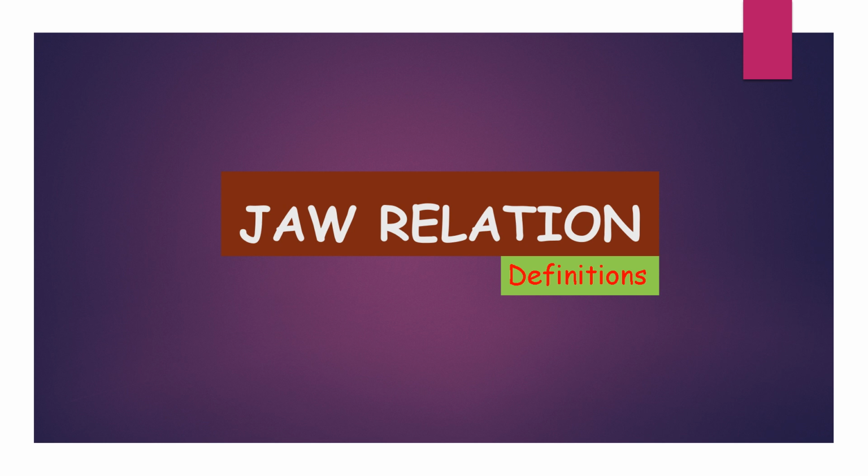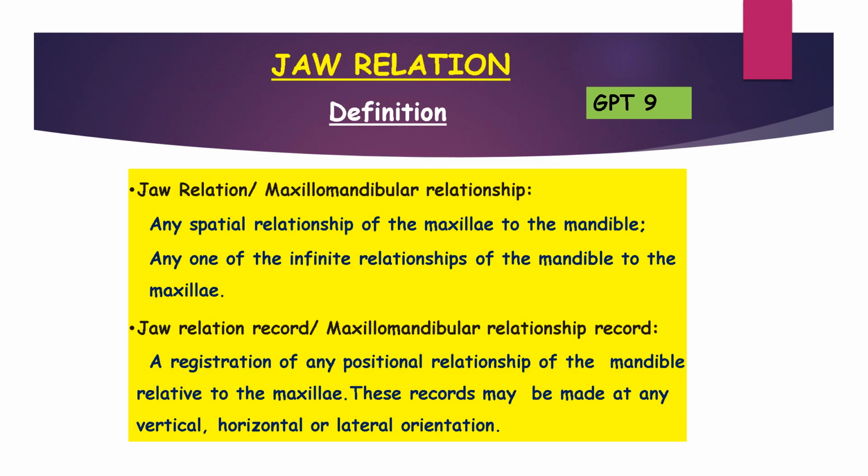Today, I am going to discuss definitions of various terms related to jaw relation. As we already know, jaw relation, according to GPT-9, is defined as any special relationship of maxilla to mandible or any one of the infinite relationships of mandible to the maxilla. Jaw relation is otherwise known as maxillomandibular relationship.